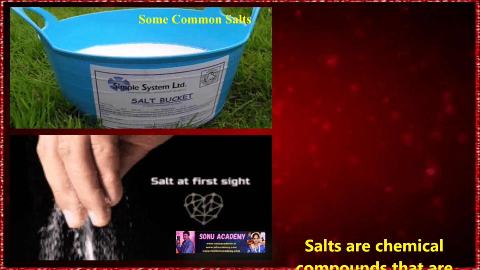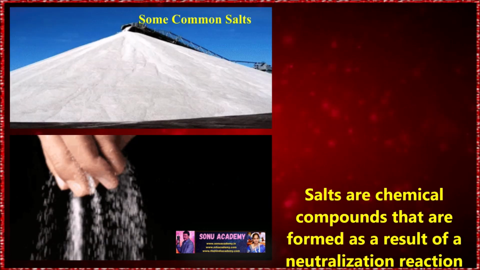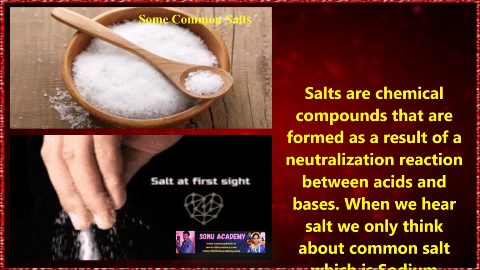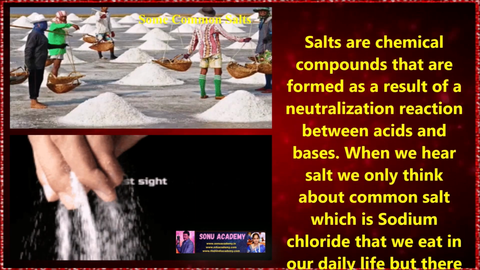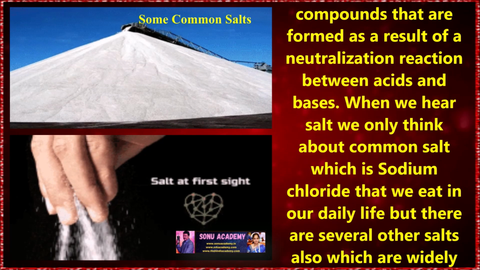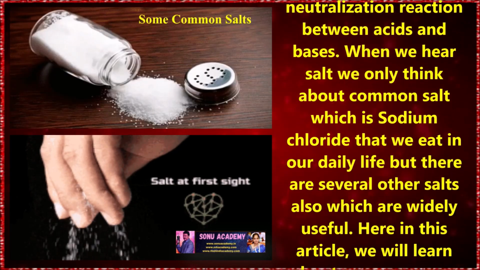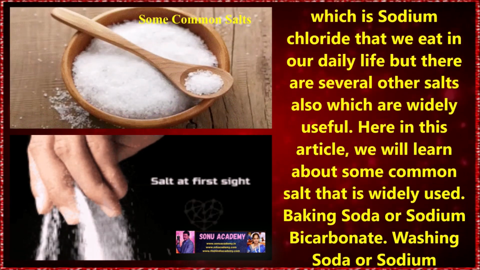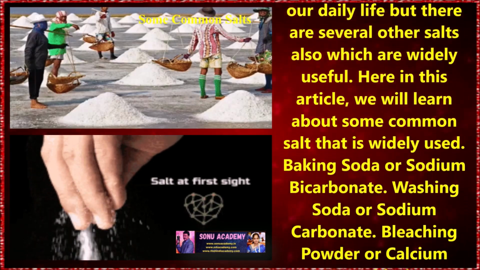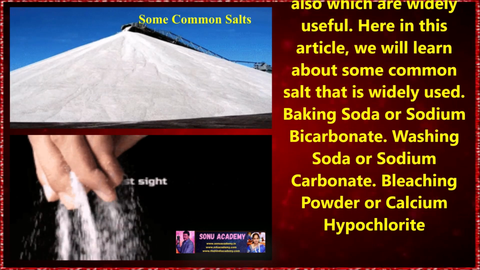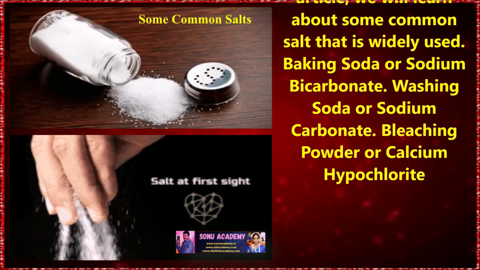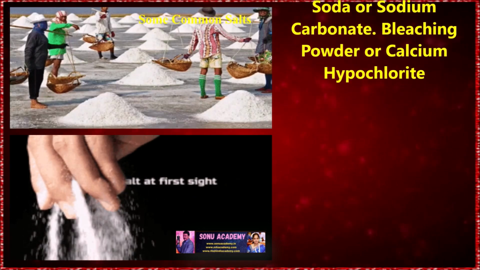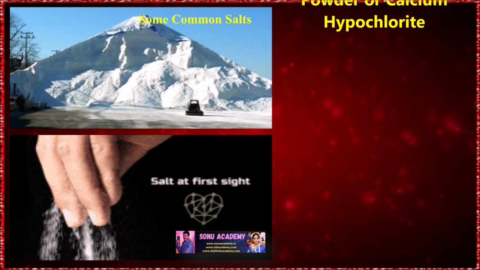Children, let us discuss some of the common salts. Salts are chemical compounds that are formed as a result of neutralization reactions between acids and bases. When we hear salt, we only think about common salt, which is sodium chloride, that we eat in our daily life. But there are several other salts which are also widely useful. In this lesson, you will learn about some commonly used salts like baking soda, sodium bicarbonate, washing soda or sodium carbonate, and bleaching powder or calcium hypochlorite.